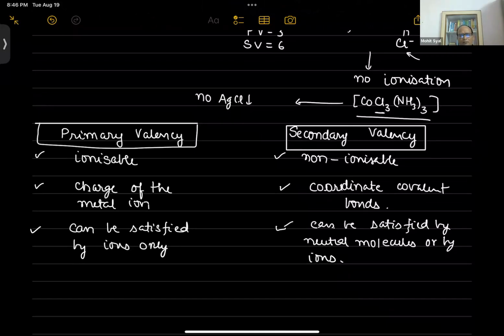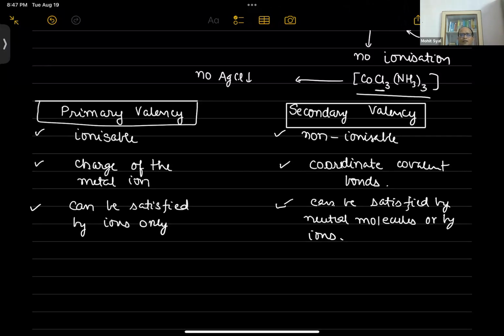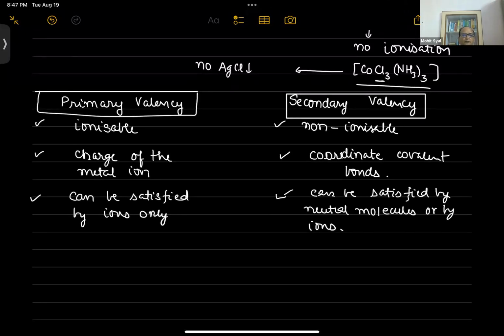So basically, what are the points of Werner theory? Postulates of Werner theory. Can you tell me? If they ask you to write the postulates of Werner theory, first you are going to write the types of valencies which Werner told us. What are the types of valencies which Werner told us? Primary and secondary valence.